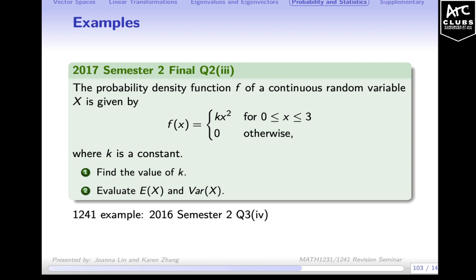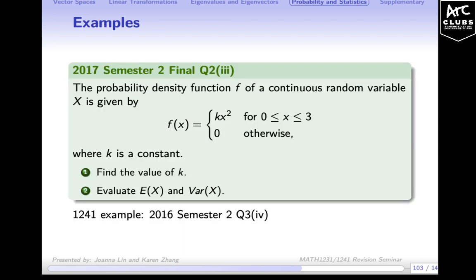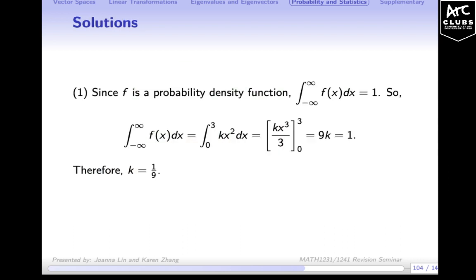So for part 1, we want to find the value of k. Since it is a probability density function, we know that the integral between negative infinity and infinity of this function would equal 1. Just integrating this and moving back to your question, you can see that you're given bounds of 0 and 3. Integrating, you have this value here, and you can find out your k. So k is equal to 1/9.